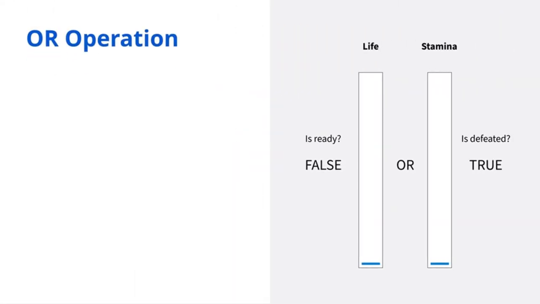In our example video game, you might check if a player is defeated and thus not ready to fight by checking if he is either at 0 life or 0 stamina. This operation returns true if the player is 0 in life, stamina, or both. Let's say these are the player's life and stamina bars. Right now, they are both at 0, which means that the player is defeated, of course.